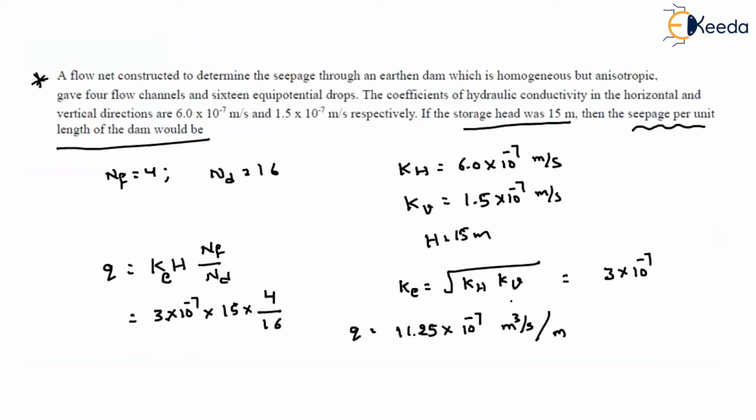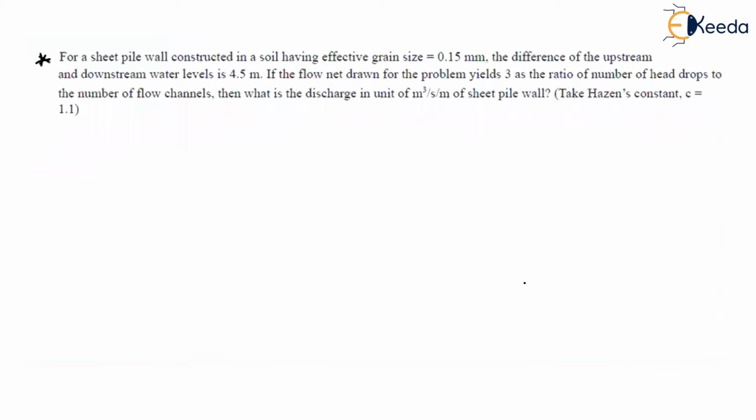So this is also a direct formula oriented question, but as they have given the two different values, do not think that you have to take the least value or maximum value. If it is anisotropic, the equivalent value you have to take. That is nothing but root KH into KV. Move on to the next.